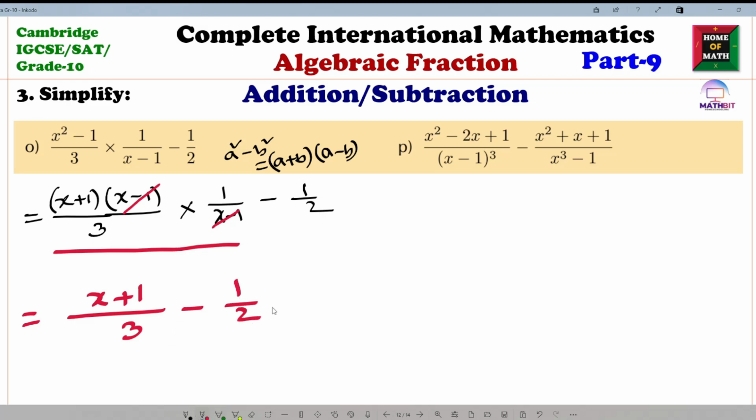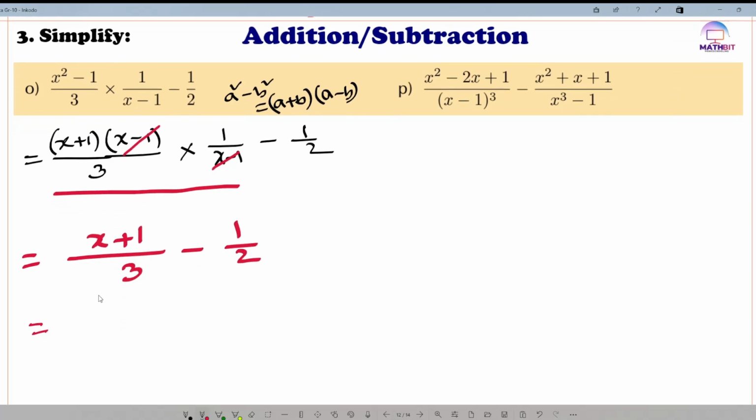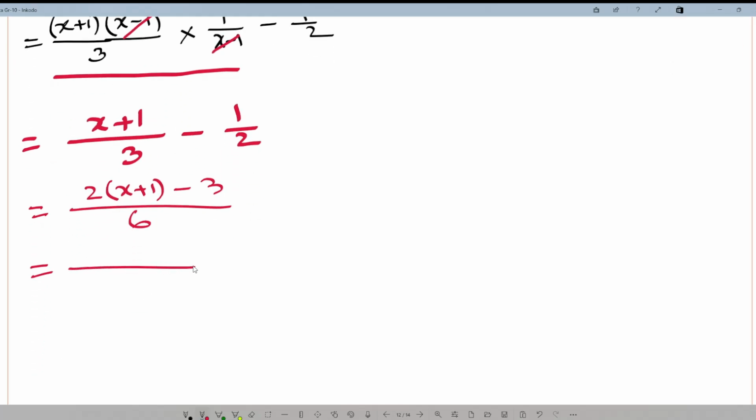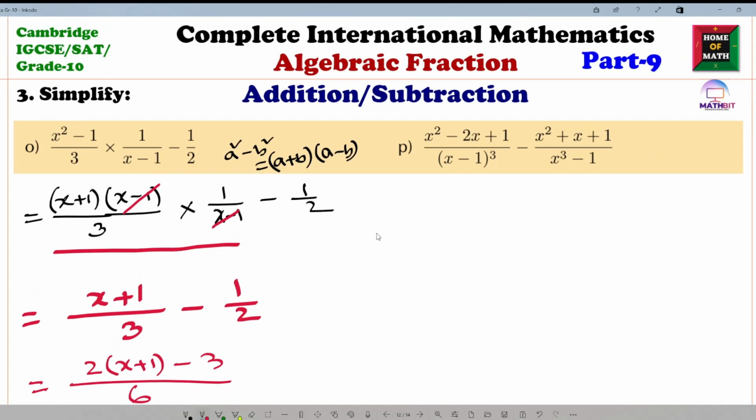Now we will make the LCM. The LCM is 6. So here is 2 times x plus 1 minus 3, right? Then 2x plus 1 minus 3 divided by 6. So here is 2x minus 1 divided by 6, and this is our answer. Number O done. Now number P.